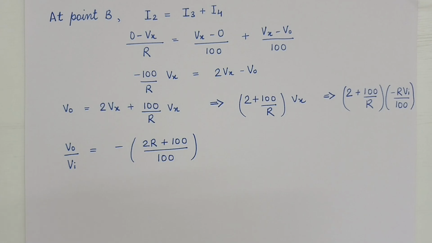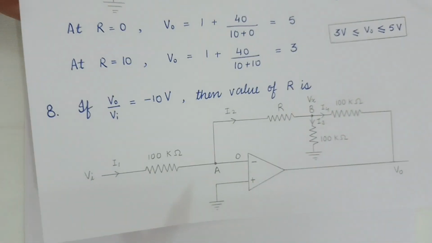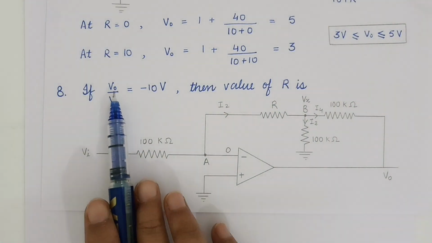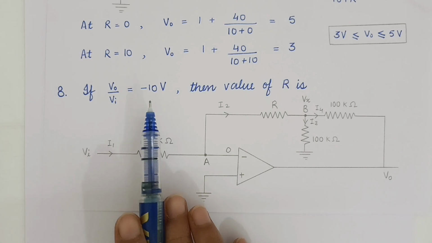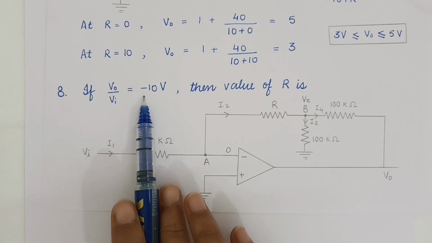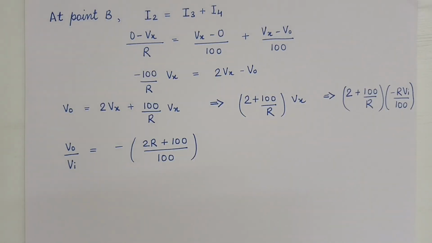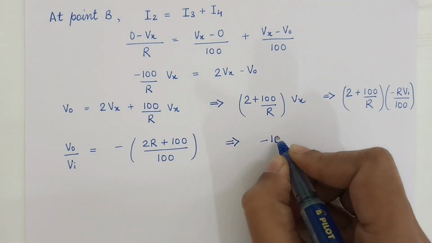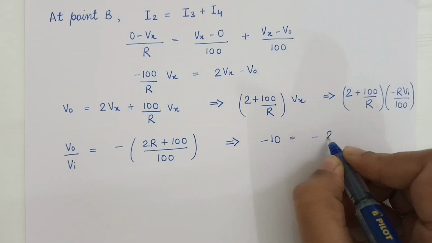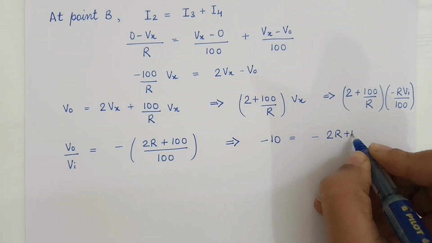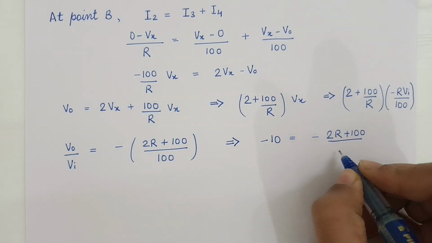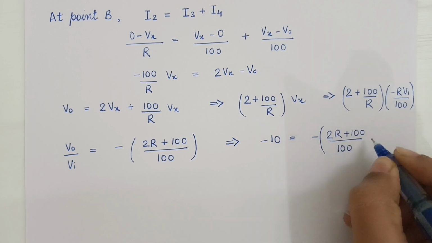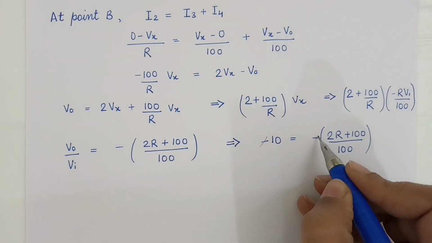So now it's time to apply the value of V naught upon Vi that is given in the question. It is equals to minus 10 volt. So now we can write minus 10 this side. So minus 10 is equals to minus 2R plus 100 divided by 100. Now cancel the negative sign from both sides.